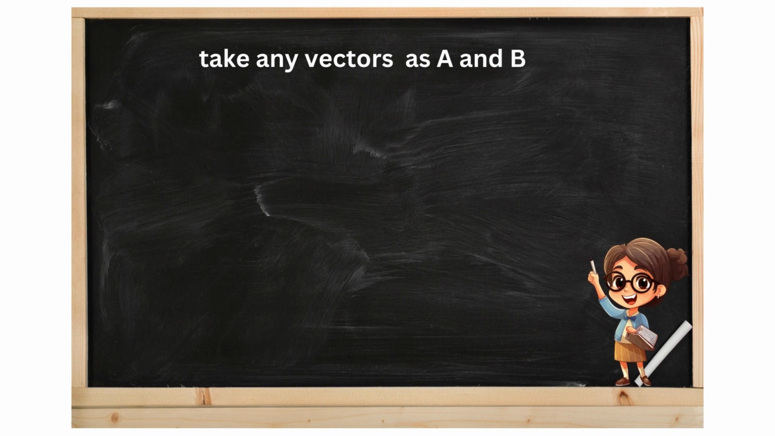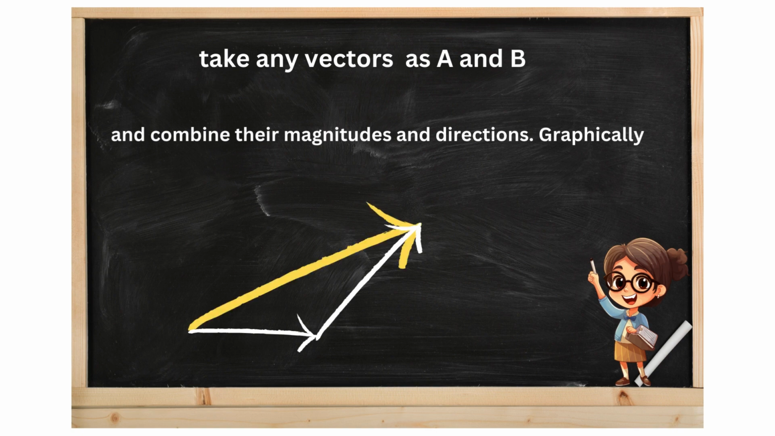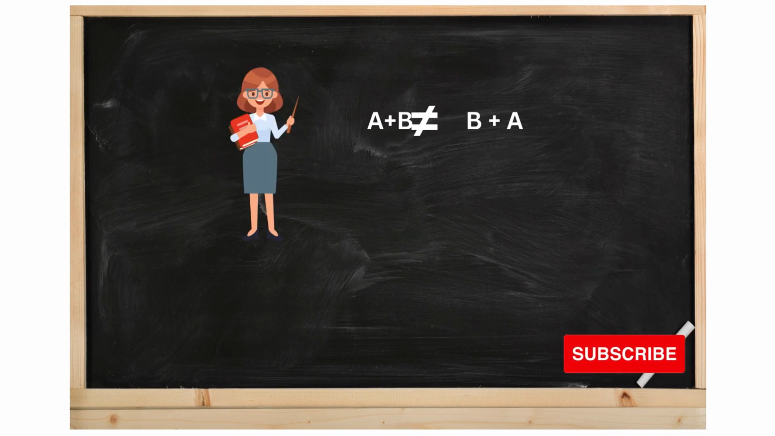Let's add our vectors a and b. When you add two vectors, you combine their magnitudes and directions graphically. It's like moving from the initial point of the first vector to the final point of the second vector. The resultant is a new vector, often called the resultant vector. The sum a plus b is a new vector that captures the combined effect of a and b.